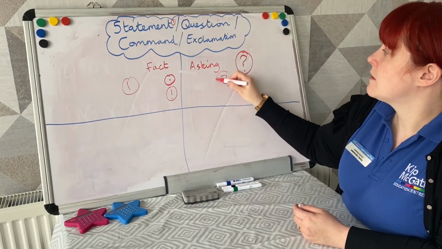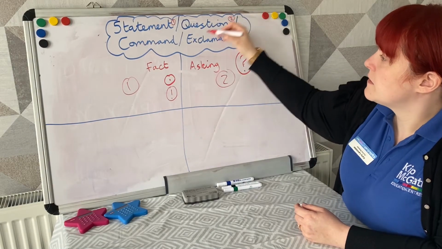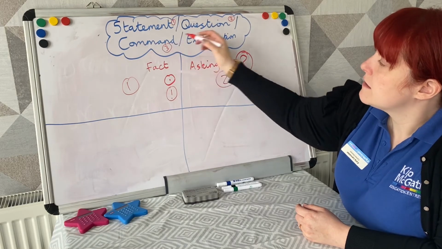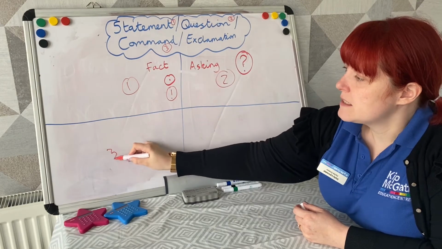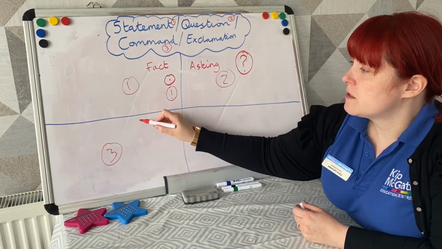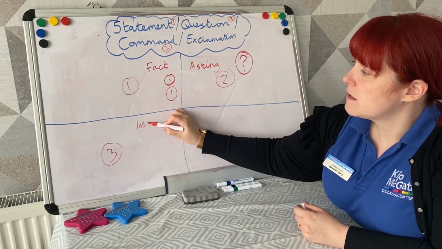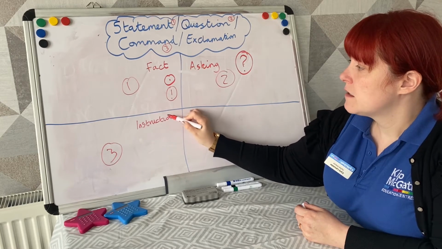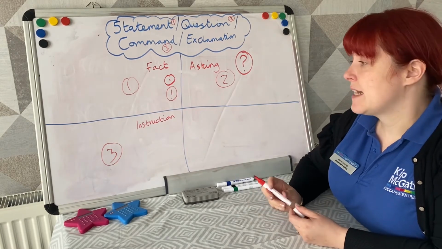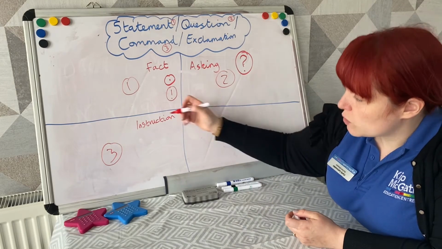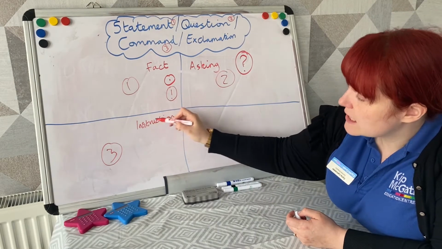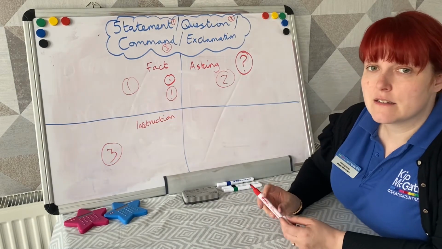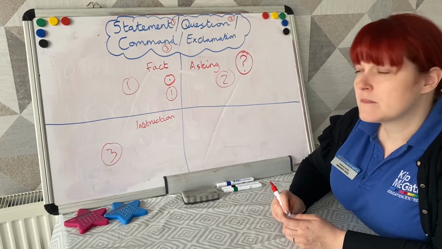Box number 2 is our question. Box number 3 is our command. So command is like an instruction to somebody. It can still be polite. So please put that down is a command. You're telling somebody what to do, okay? So that is a command. Click here, stand still, okay?